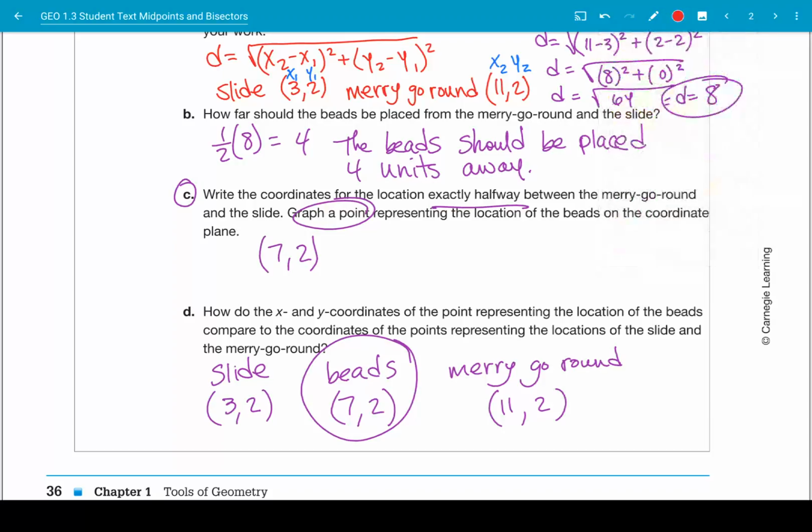Okay. A possible response for things that you saw that were similar could be that all of the second numbers are the same. A response for something that was different could be the first numbers are different. And a response for how we could get 7 from using 3 and 11 could be that if we add them together and divide by 2, we would get 7. Good job. You have finished the first page.